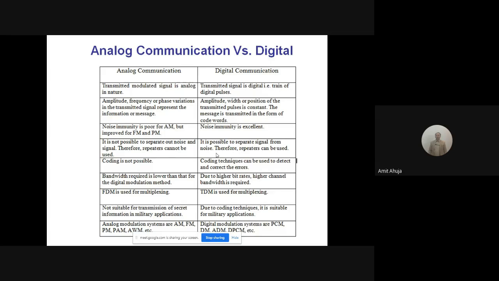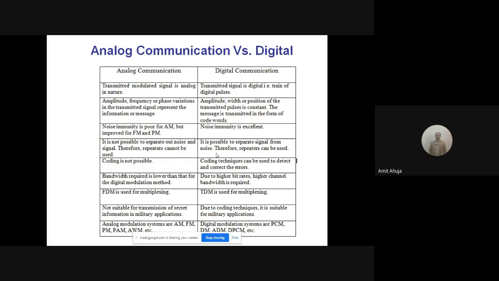For example, if my channel is going through an industrial area, where there is a lot of electromagnetic radiation, definitely the amount of noise will be more, and the distance to which the signal can be transmitted will be very less. So in a regenerative repeater, I am able to remove the effect of noise and send the signal again, and that is where digital communication has a strong point, and it wins over analog communication. Coding is possible in digital communication, while it is not possible in analog communication.